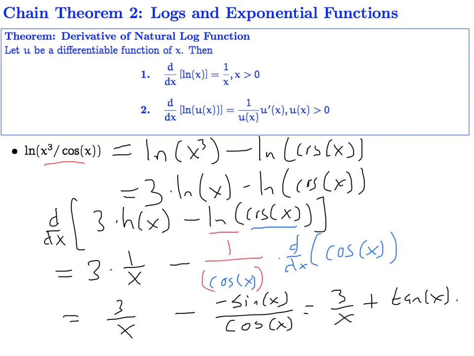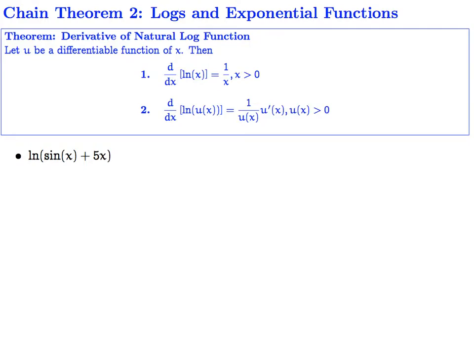Overall, though, not so bad as long as we remember to use properties of logarithms to simplify first. That way we don't have to do a quotient rule in there. So we'll do one more example before we move on to other ideas. Let's try to take the derivative of the natural log of sine of x plus 5x.